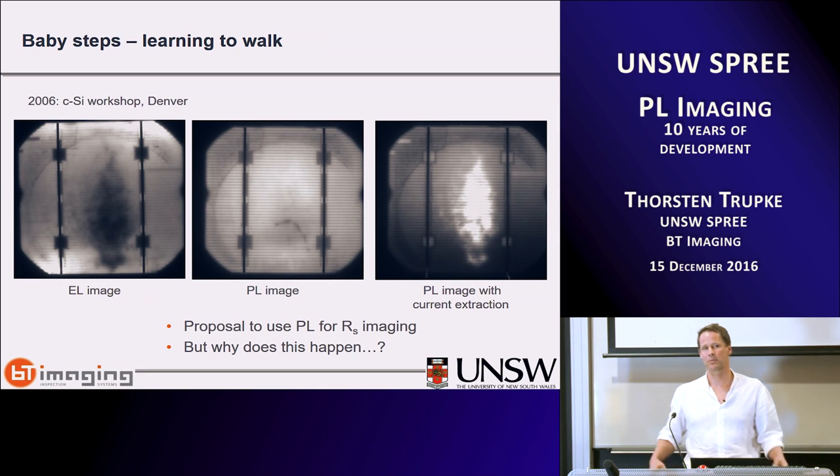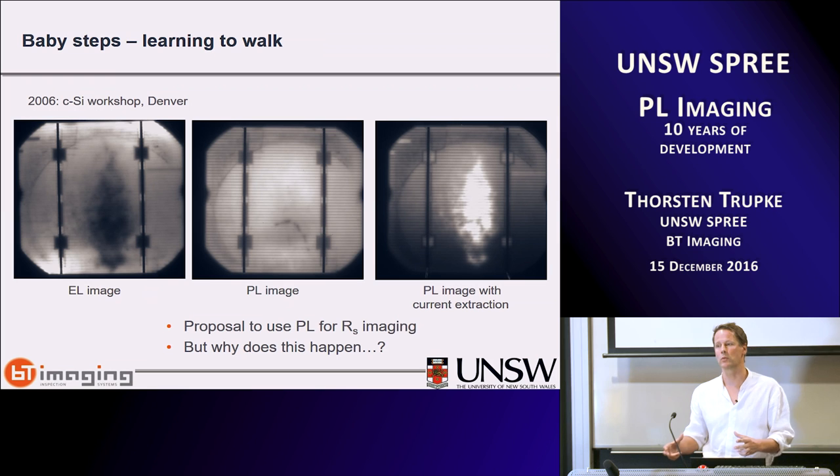We then moved on to develop specific analysis methods based on luminescence imaging, and one very important one is series resistance imaging. The first indication that PL can be used for series resistance measurements was this set of data that we presented in 2006 in Denver. Here you see three images taken on the same monocrystalline cell. On the left-hand side, you take an electroluminescence image where you drive current into the cell. The middle one is a conventional PL image taken with uniform illumination. And the right-hand one is taken where we illuminate the cell, but we extract current from the cell during the measurement. So the cell is essentially held at the maximum power point during the measurement. And you can see that those three PL images show some features which are visible in each image, but some are completely different.